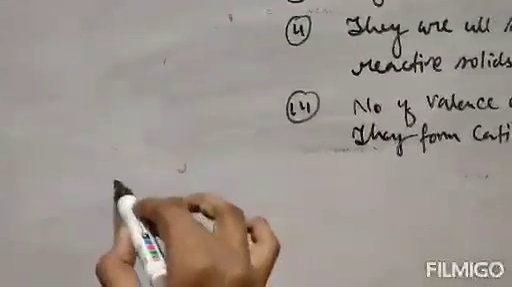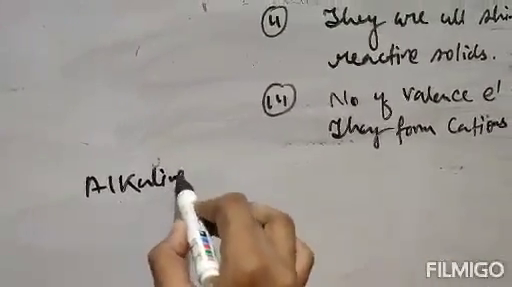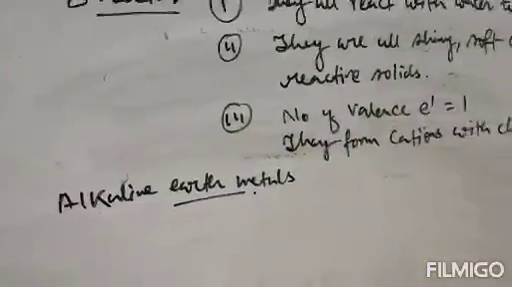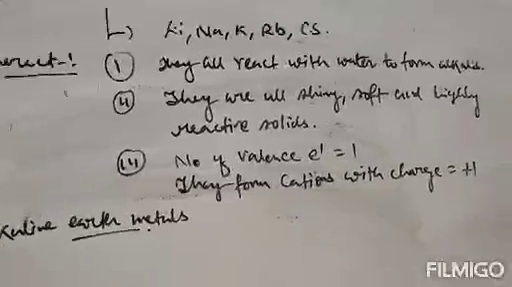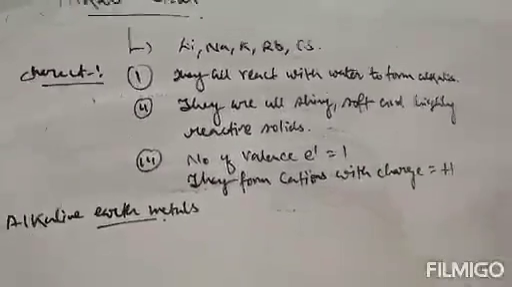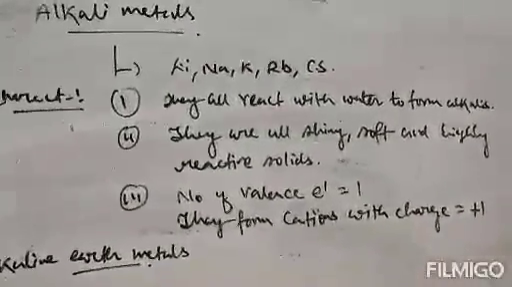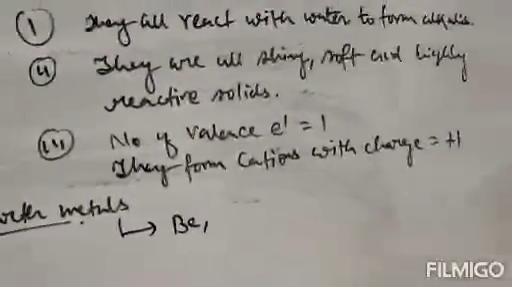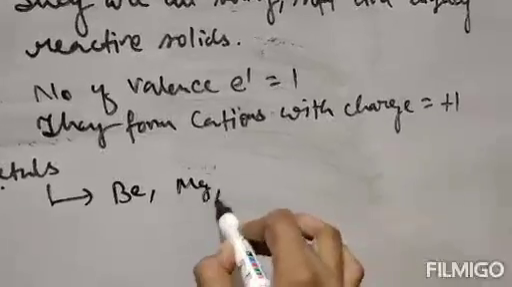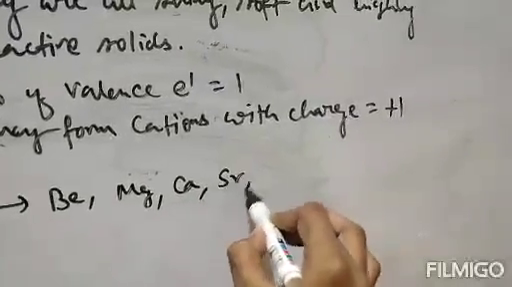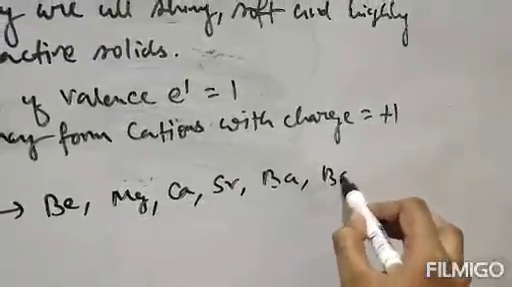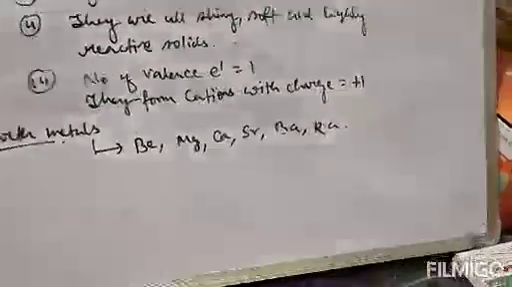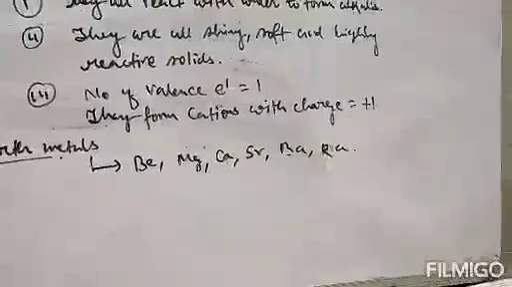Next, alkaline earth metals. Alkaline earth metals are the group 2 elements, the second group of elements. They start from beryllium: beryllium, magnesium, calcium, strontium, barium and radium. They are called alkaline earth metals.